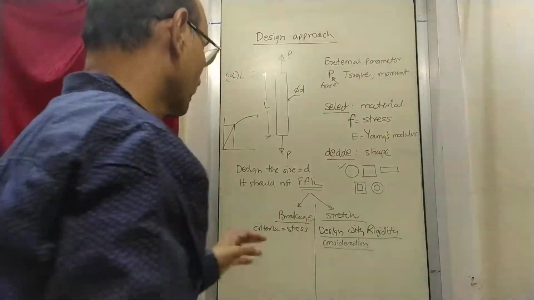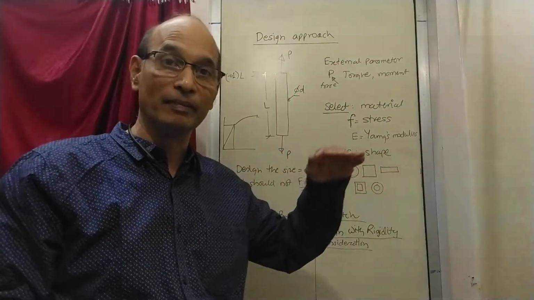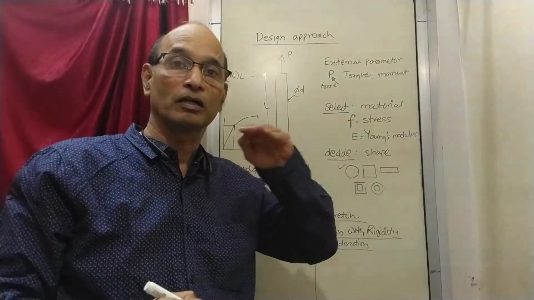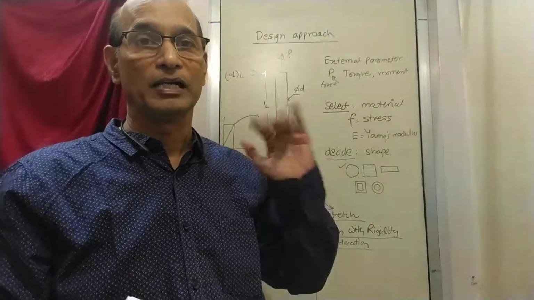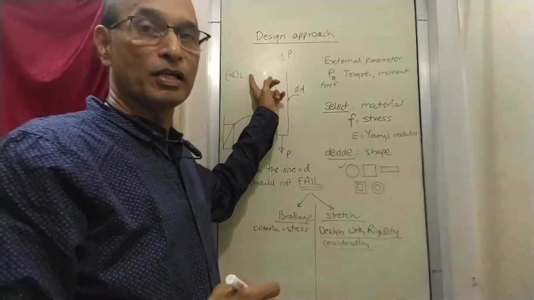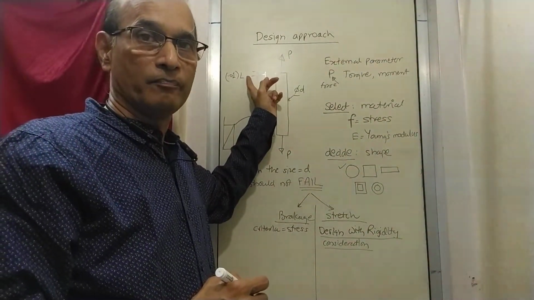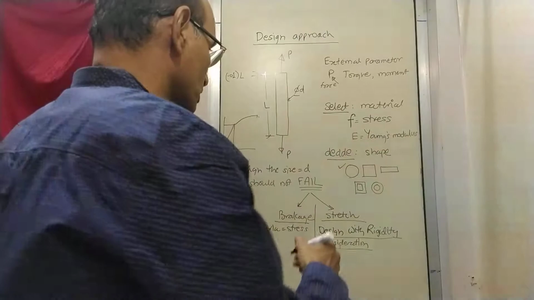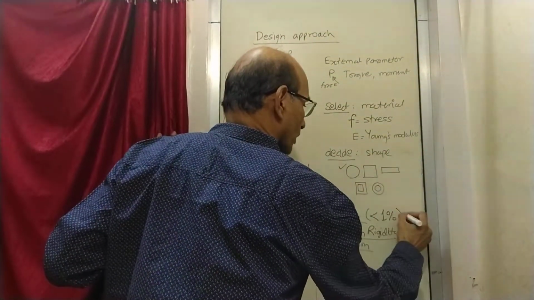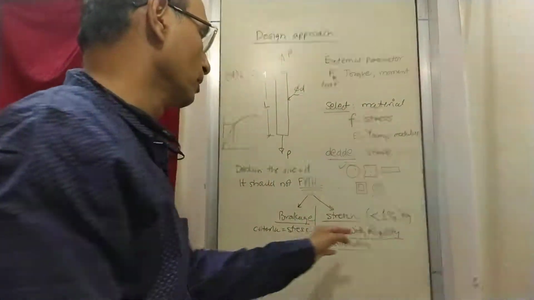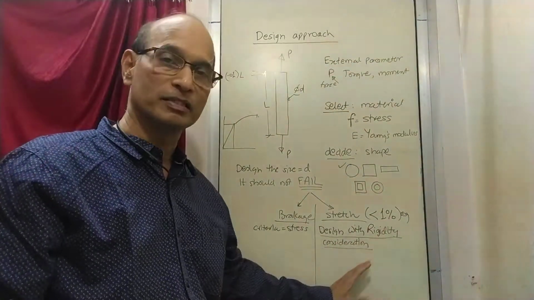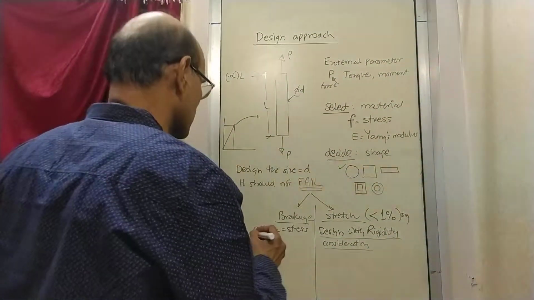That means you are measuring stress and putting a limit. For failure, you are putting a limit on the stress. That means the stress should not exceed a certain value. That is your way of measurement. Here, the criteria was the stretching should not be beyond 1%. Let's say it should be less than 1%. That is the criteria here, which is called design with rigidity consideration.